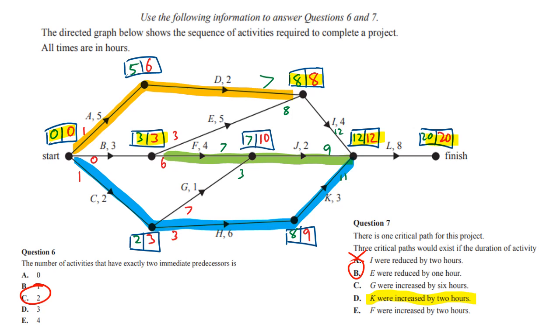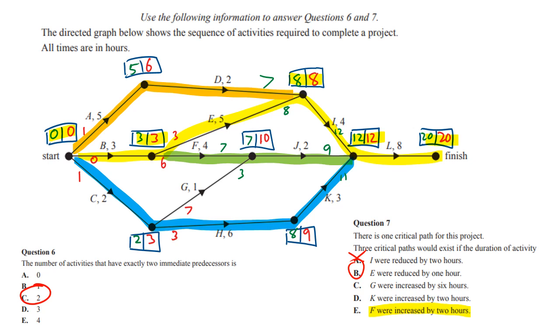K increased by 2 hours. If you increase K by 2 hours, all that happens is this becomes 13. It's definitely the critical path now, but we haven't got 3, so that was definitely not the correct one. And then if F were increased by 2 hours, we'll find out where F is first, and we increase that. I seem to have deleted my critical path. Let's put it back in there.